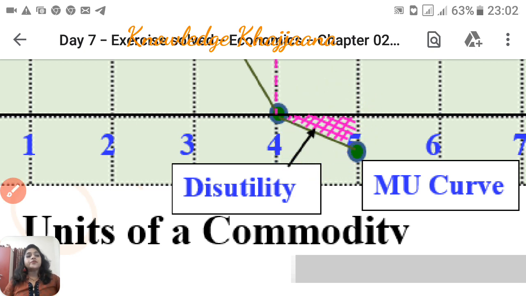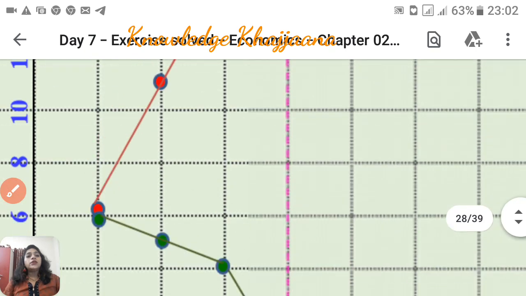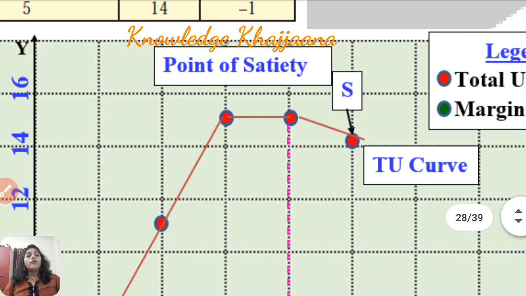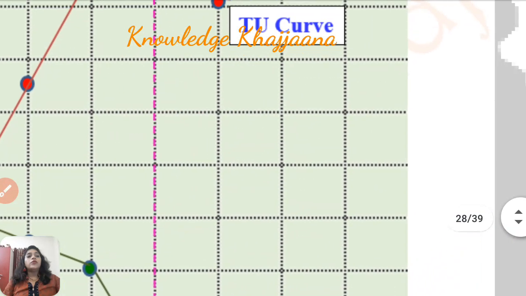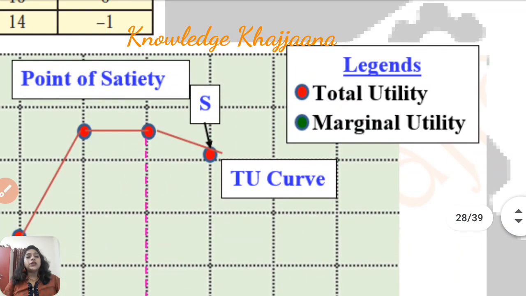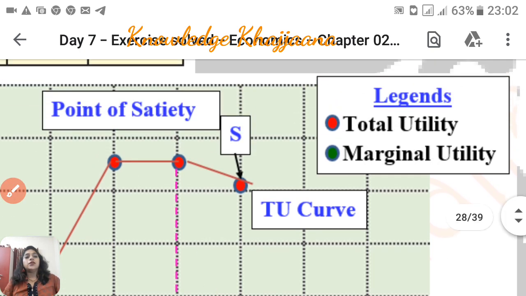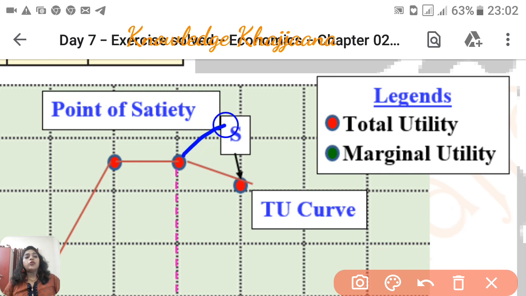Now if we join this point, where it was the point of satiety, we can get this curve. So this was the point of satiety. See, not this, this is the point of satiety, not this.